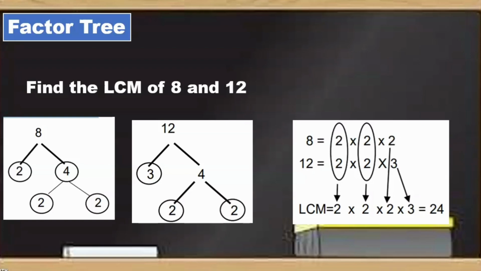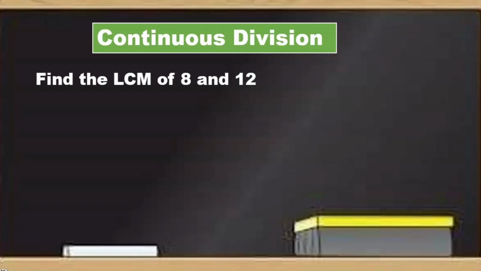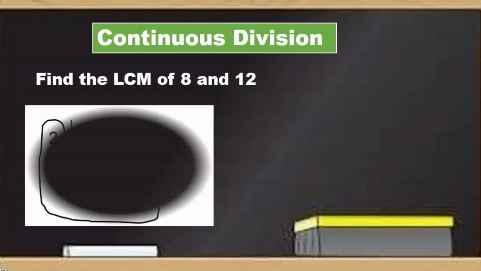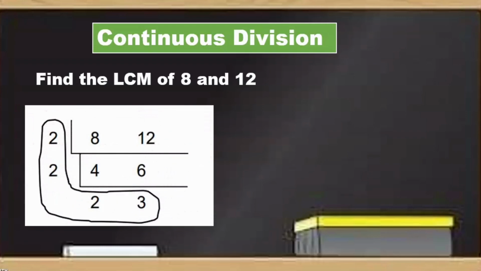using factor tree. Next, using continuous division, let us again find the LCM of 8 and 12. Ang ginamit ulit na divisor is 2. 8 divided by 2 is 4. 12 divided by 2 is 6. And then we can still divide this one. And then the divisor is 2. 4 divided by 2 is 2. 6 divided by 2 is 3.